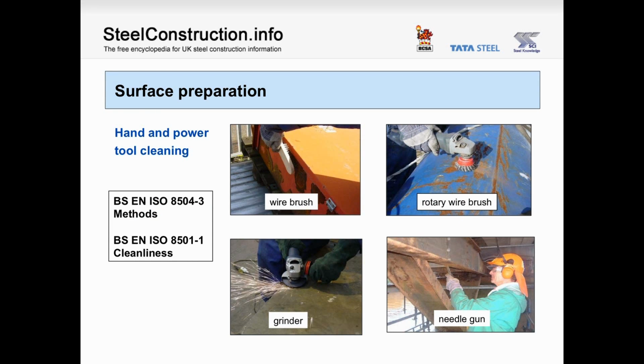Methods for removal of old coatings and rust can be hand or power tools. These methods, such as wire brushing, grinding, and needle gunning, can be up to 50% effective in removing rust. These methods are commonly used on existing steelwork constructions rather than new. The standard for these methods is BS EN ISO 8504-3, and the standard of cleanliness is graded according to BS EN ISO 8501-1.